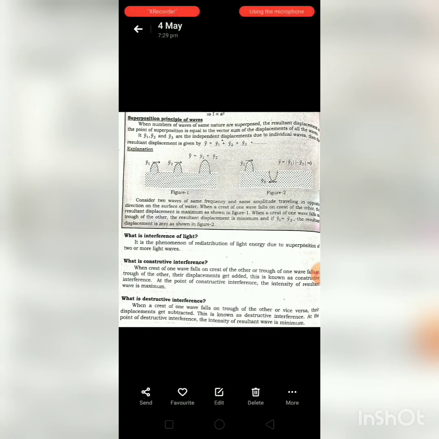When a crest falls on a trough or a trough falls on a crest, that condition is a type of destructive interference. All of you, this topic I explained in the previous class.